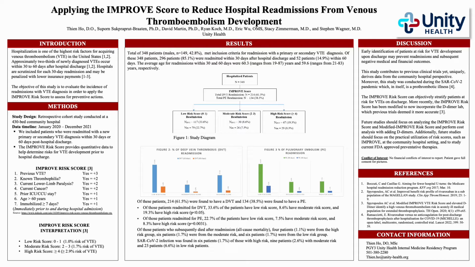Methods. This was a single-center retrospective cohort study conducted at a 430-bed community hospital from January 2020 through December 2021. Using our electronic medical records, we screened for a patient population who was readmitted with a new primary or secondary VTE diagnosis within 30 days or 60 days post-hospital discharge. For each patient, we applied the IMPROVE risk score, which gave quantitative data to help determine risk for VTE development prior to hospital discharge. Below is the IMPROVE risk score.